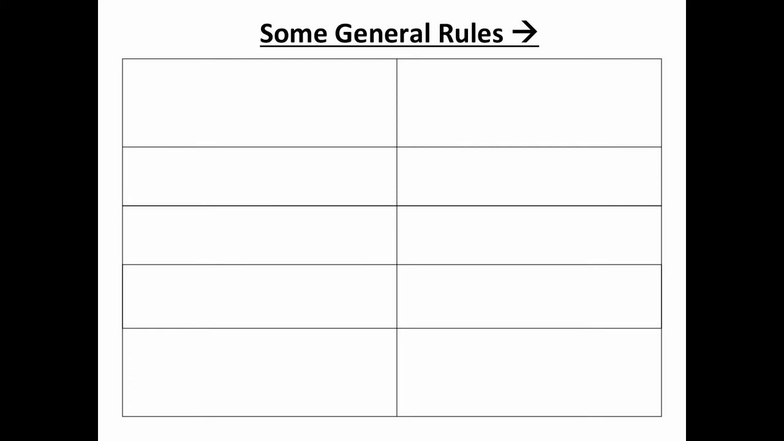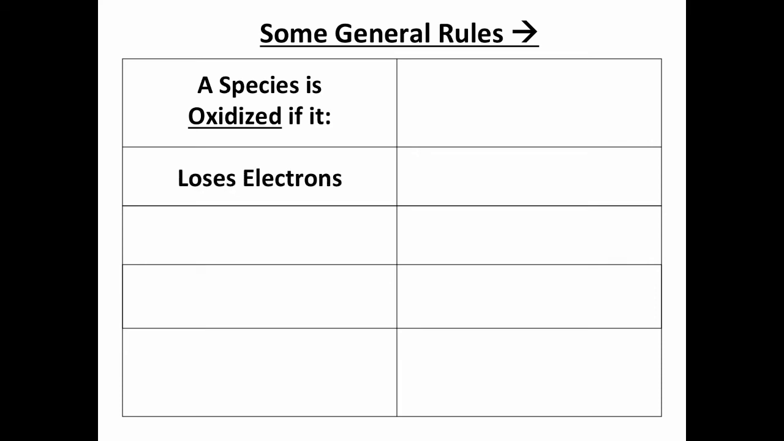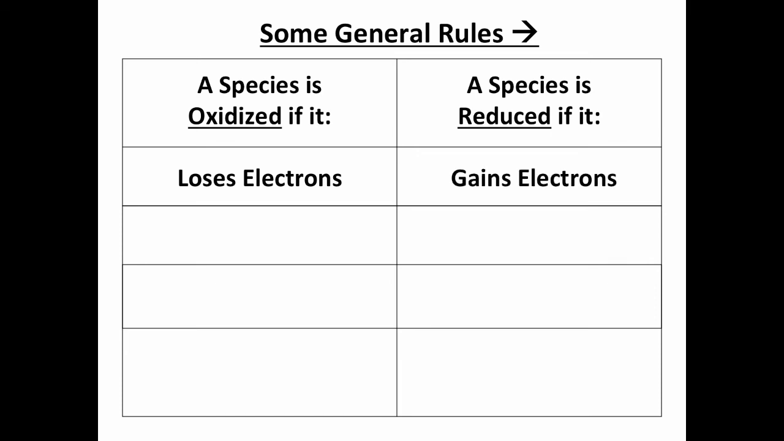Now, a bit of a summary and some general rules. A species or a substance is oxidized, as we've seen, if it loses electrons. And something is reduced if it gains electrons. That's essentially the definition of oxidation and the definition of reduction. Now, this is always going to be true, but sometimes there are shortcuts or easier ways to see it. A substance is oxidized if it gains oxygen. That is actually where the term comes from. Therefore, it's reduced if it loses oxygen, and that's the actual origin of the term reduction.